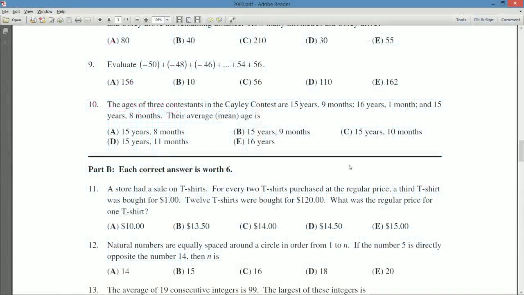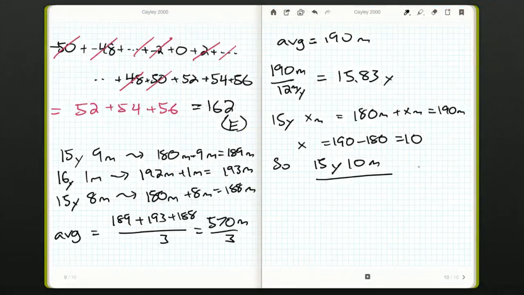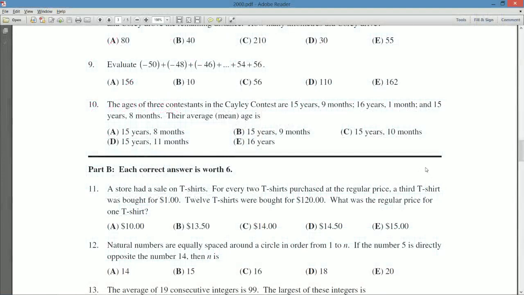Okay, I would say that went a little faster than it did on the Pascal, if I'm remembering correctly. And so we get an answer of C. All right. And that's question number 10 on the 2000 Cayley.